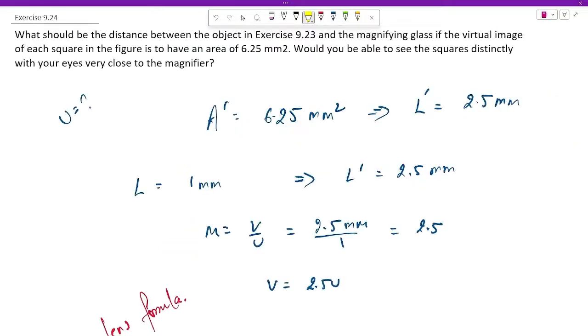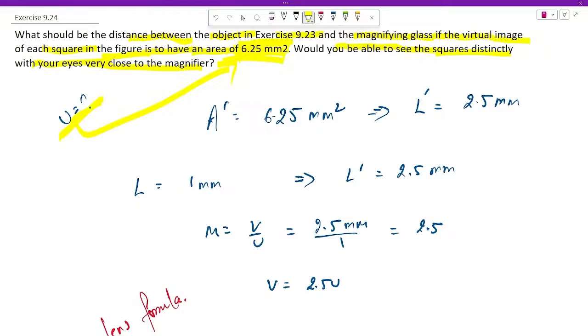The question is asking what should be the distance between the object in exercise 9.23 and the magnifying glass if the virtual image of each square in the figure is to have an area of 6.25 millimeter square. Would you be able to see the squares distinctly with your eyes very close to the magnifier? So we have been given the desired area of a square, and we have to find out the object position for the desired area.